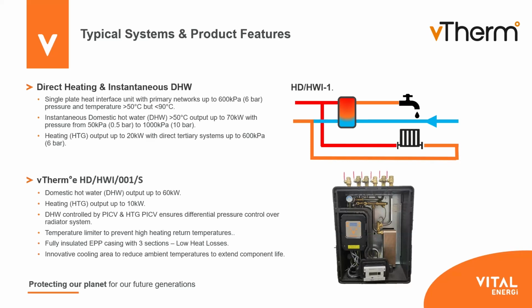And as you can see also, we're looking at anything up to 60 kilowatts on our unit. Again, 10 kilowatts on the heating. The difference now is that they are being controlled by a differential pressure independent control valve, and that has some form of capillary that then joins between the primary and the heating circuit that is leaving the HIU to therefore be able to monitor that differential pressure.